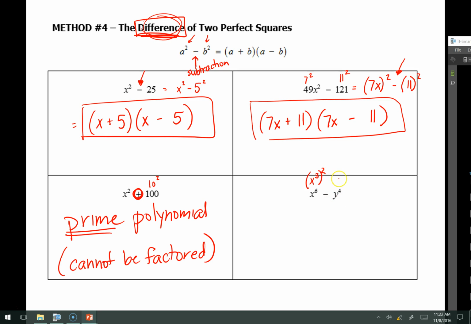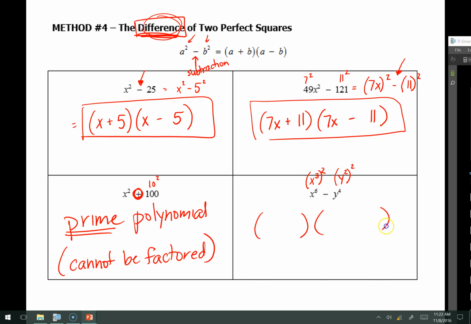How do you think we should change this y to the 4th if we need it to be squared in the end? What is the base here? Did you say y to the 2nd power because 2 times 2 is 4? If so, that was right. So let's look at this now.